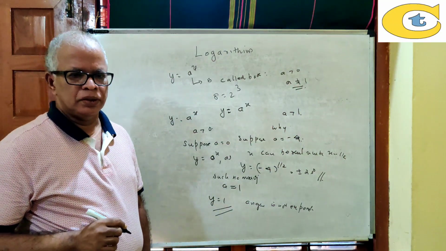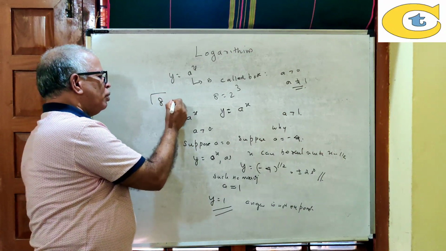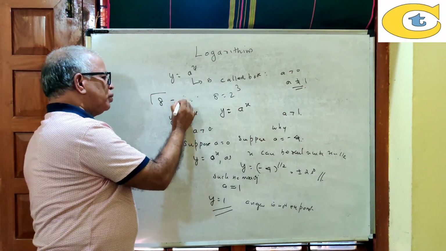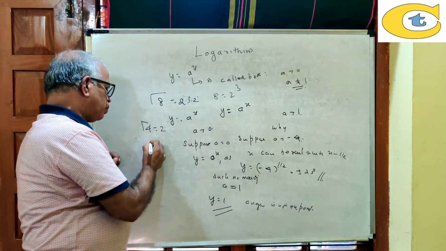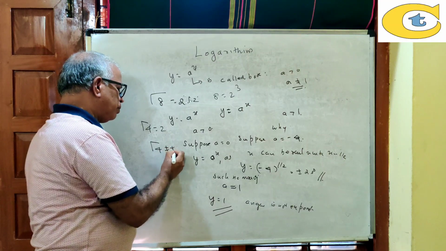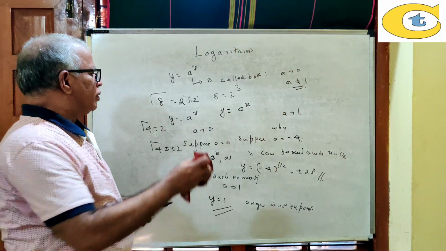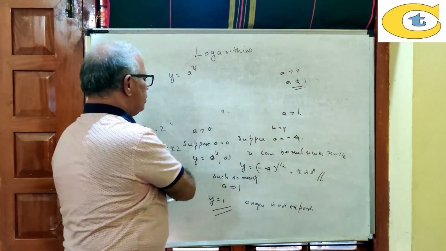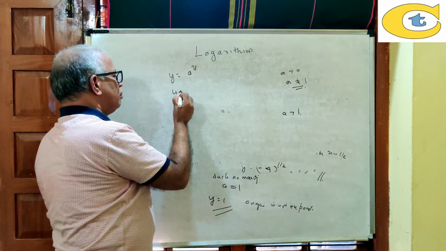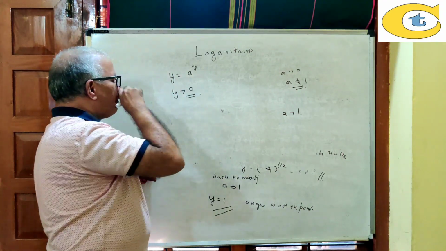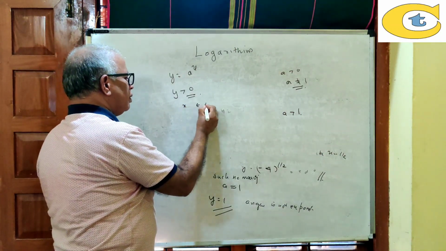Next point is, what is the root of a real number? Always positive. Root 4 is equal to 2 only. It is not plus minus 2. Remember it, we will learn this point afterward. So y is always positive, and x is a real number.